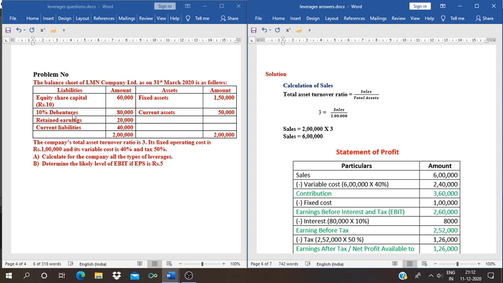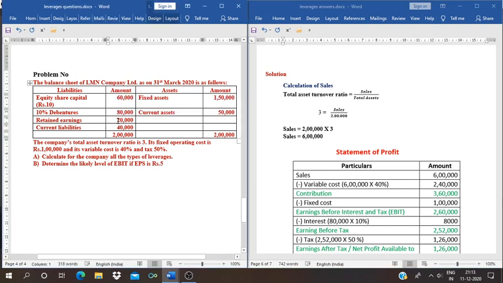Then 10% debentures is given as 80,000. For the purpose of calculating the interest, we are taking this, that is 80,000 into 10%. Then retained earnings and current liabilities we are not going to take for the purpose of calculating the leverages and EPS. Next, fixed assets and current assets also we won't take for that purpose. Now the company's total asset turnover ratio is 3. Here total asset turnover ratio is given.